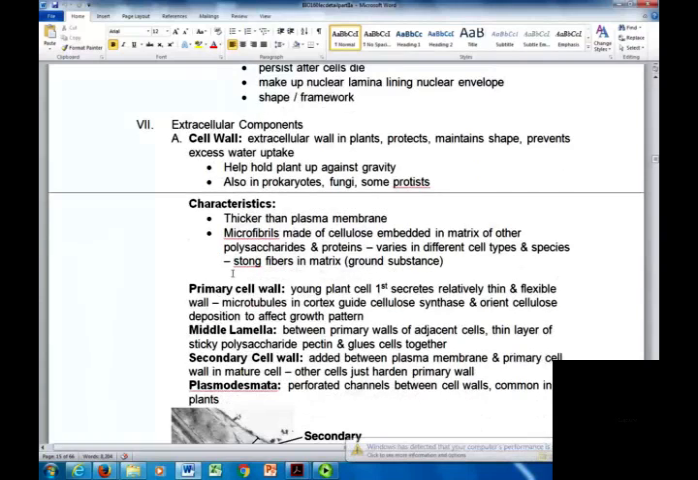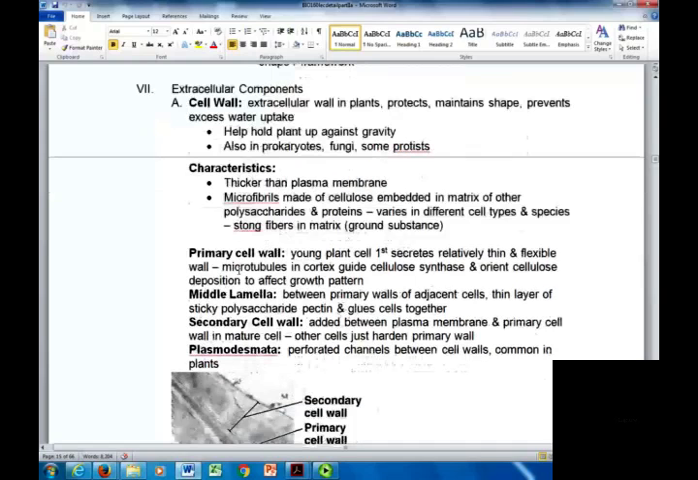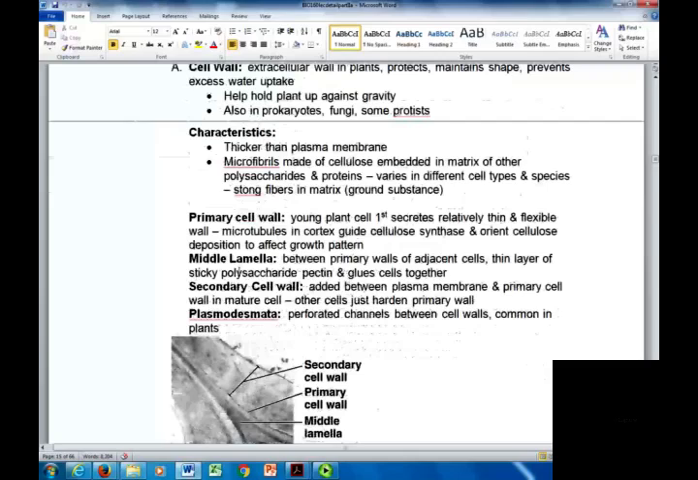The myofibrils are going to be made up of cellulose that's embedded in a matrix of other polysaccharides and proteins. This will vary in different cell types and species. So you do have strong fibers in the matrix, which make up the ground substance. So the primary cell wall is what you see in young plant cells. It's when it's first secreted, it's relatively thin and flexible. The microtubules in the cortex guide the cellulose synthase and help orient the cellulose deposition to affect the growth pattern.